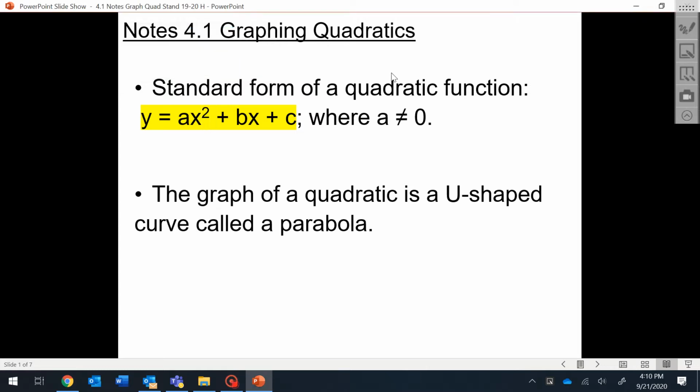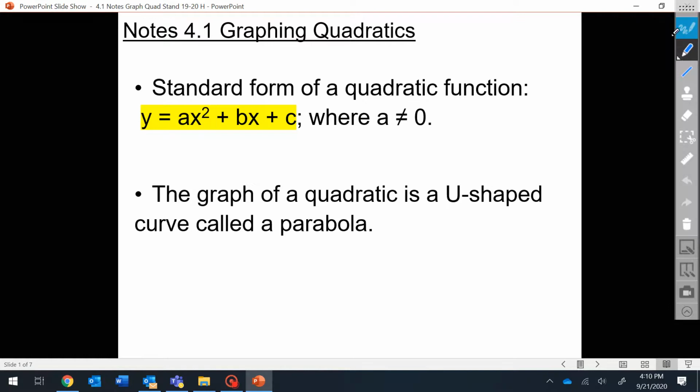Okay, today we're going to look at how to graph quadratics in standard form. If you look at the notes, the standard form of a quadratic function or quadratic equation is y is equal to ax squared plus bx plus c, where a is not equal to 0. A could be 1 or 2 or 3 or 1/2 or -10, but can't be 0.